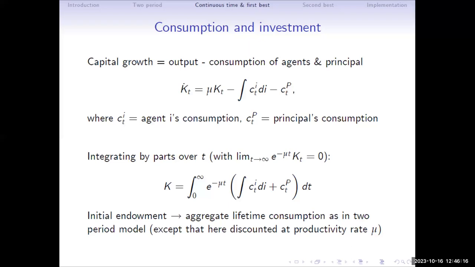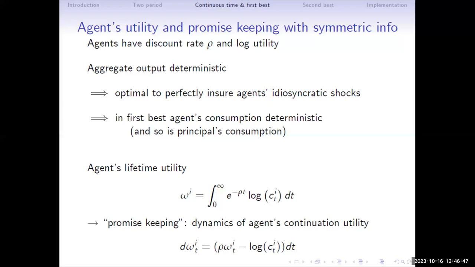So here we are really approaching this in the tradition of contract theory, in which the principal is consuming and the agents are consuming. And so what's left after we have produced minus the consumption is how much we invest. So that is K dot, which is the rate of growth of capital. All right. So now it's a slightly complicated problem for me. So we're going to first do the symmetric information case.